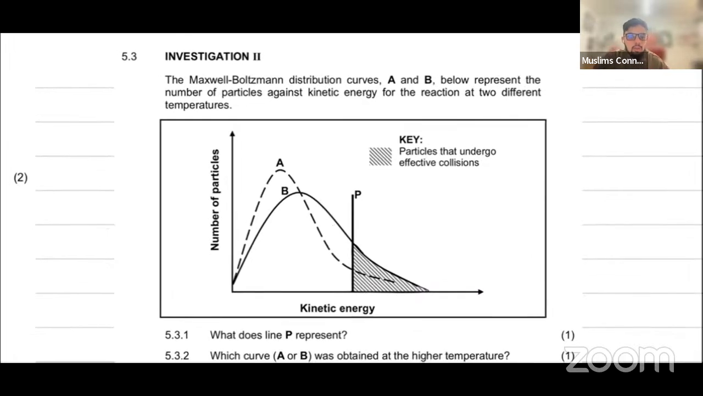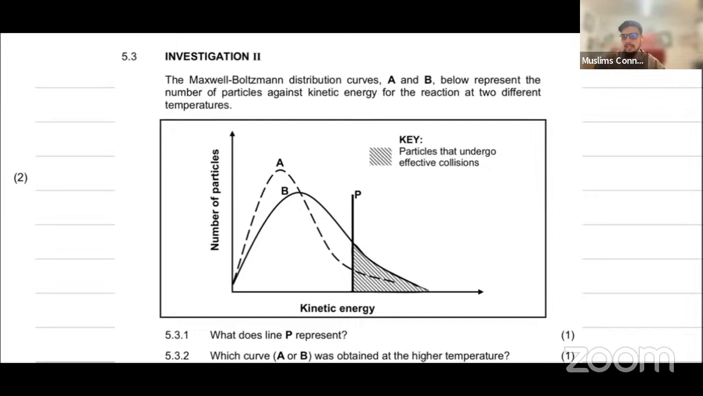5.3. The Maxwell-Boltzmann distribution curves A and B below represent the number of particles against kinetic energy for the reaction at two different temperatures. Remember, the area after line P represents the particles that undergo effective collisions. Everything before that undergoes just collisions, okay? Not non-effective collisions, ineffective collisions.